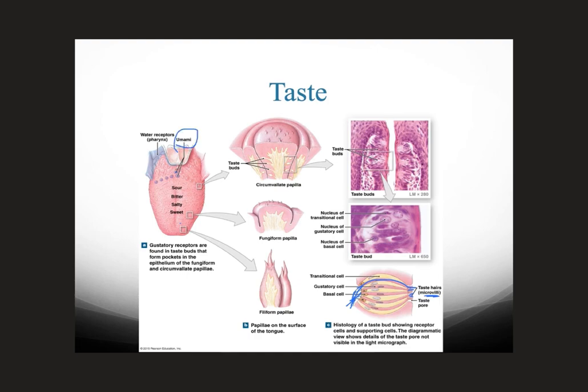Now we have two that are a little bit different that have specialized location. So your umami, which means delicious in Japanese, is going to be located in this area back here. And it actually detects things like your chicken broth and your beef broth. It's made up of glutamate, especially monosodium glutamate. So when you go to a restaurant and ask for your food with no MSG, you're basically cutting out this stimulation of your umami taste.